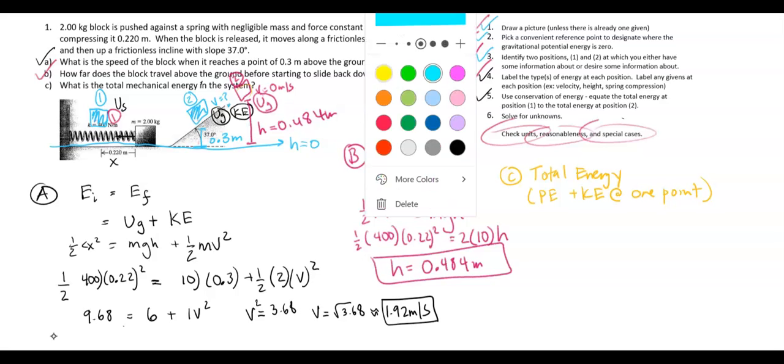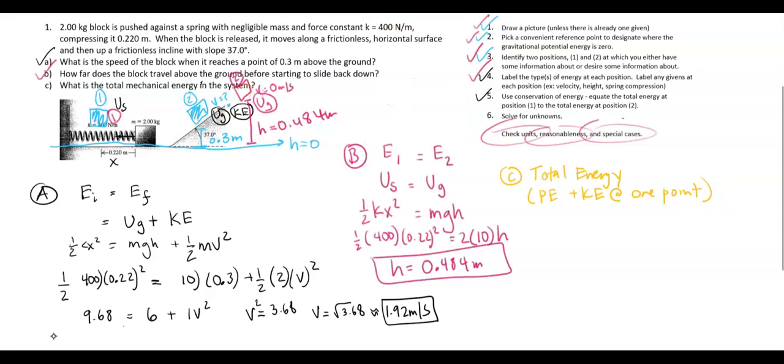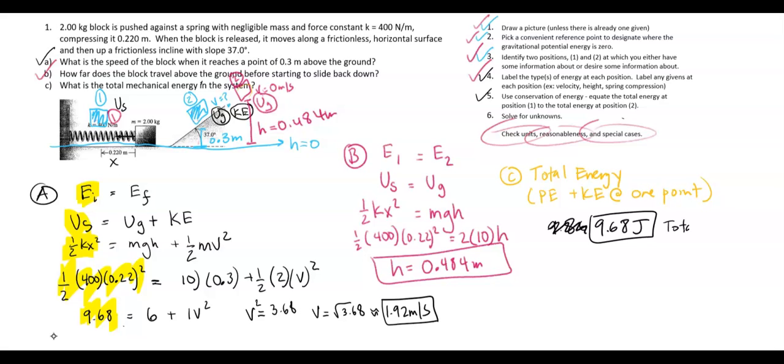So I'm essentially choosing this whole entire point, oopsie, sorry, my k got deleted accidentally. Cool. I'm going to choose this point right here for my starting point. And this should be spring potential energy, sorry. So we know that right here, it is just 9.68 joules of total energy. So 9.68 joules. And that is going to be your total mechanical energy.